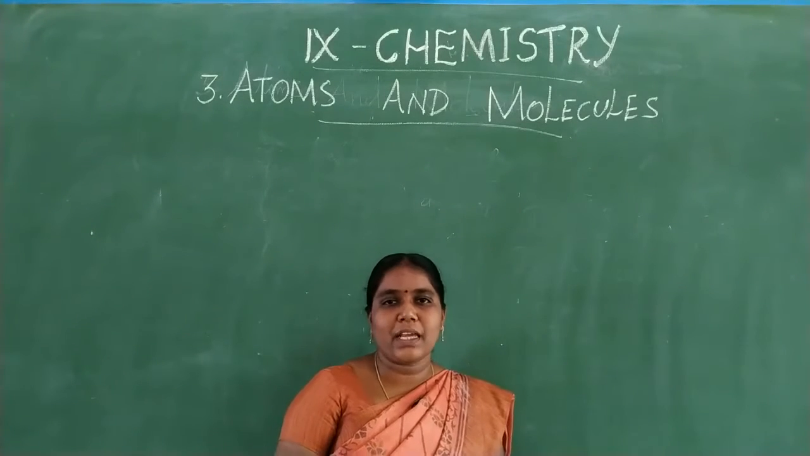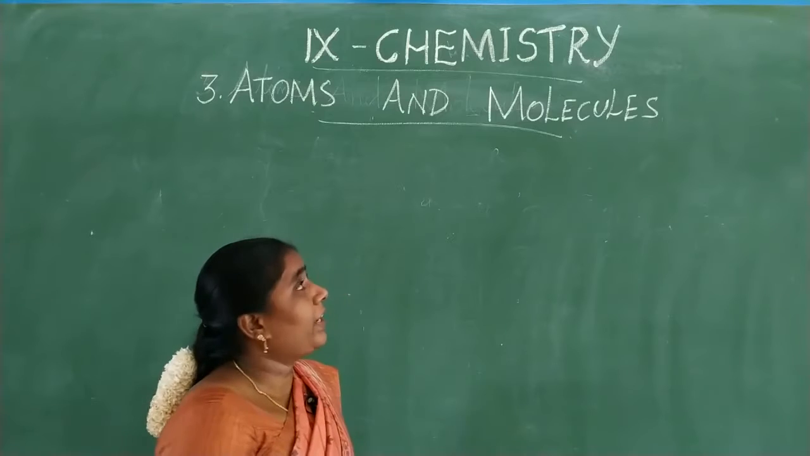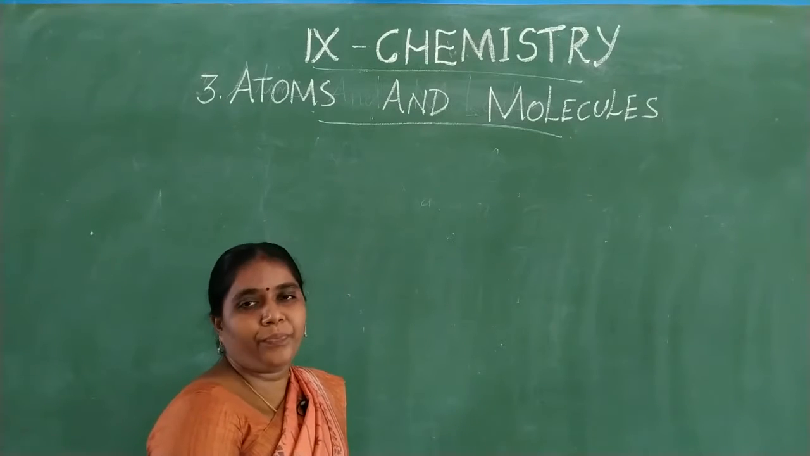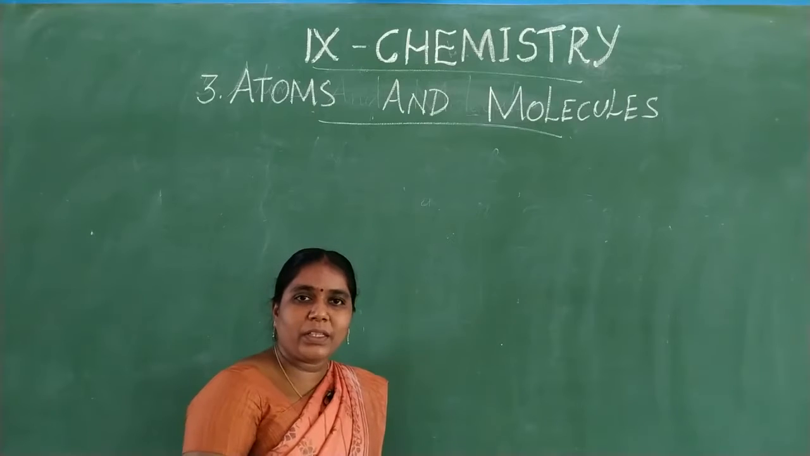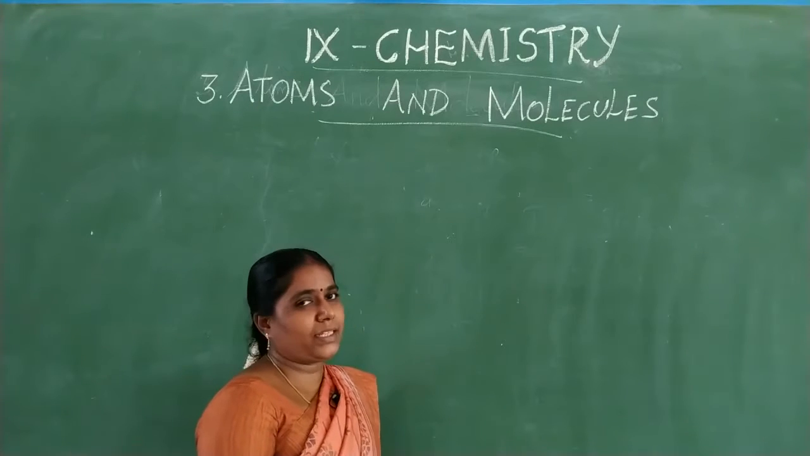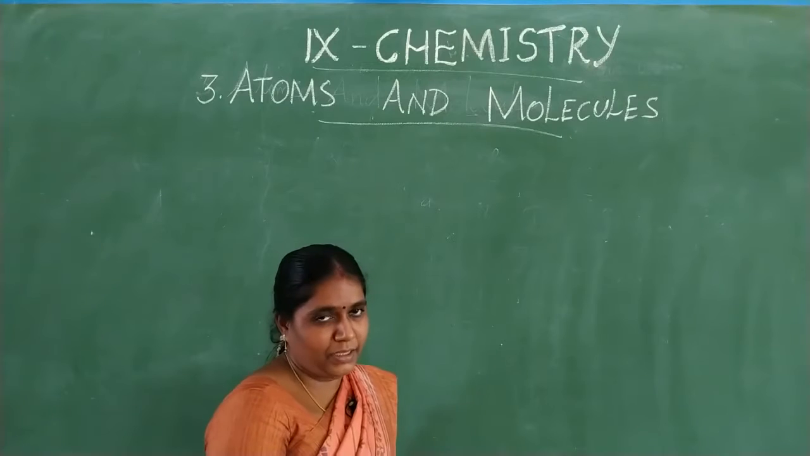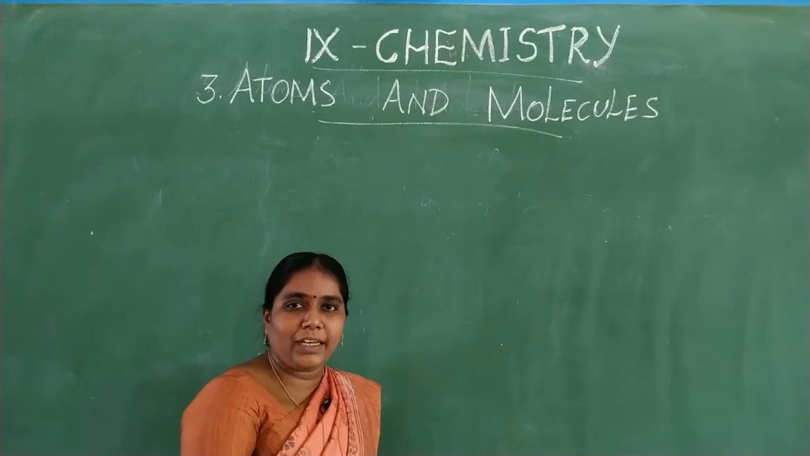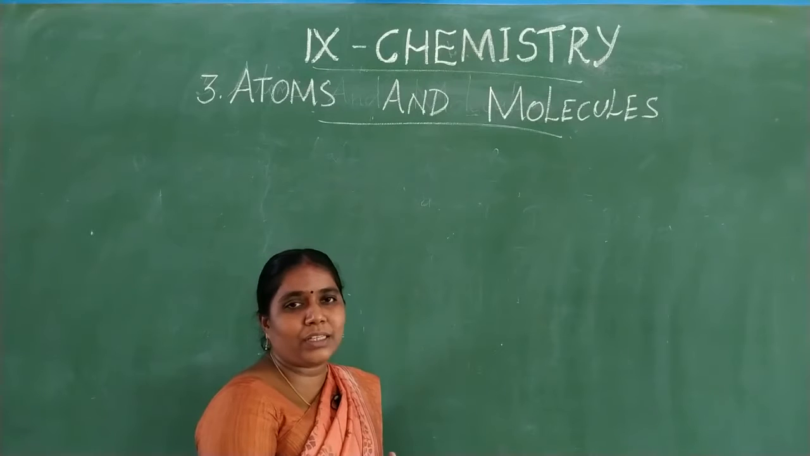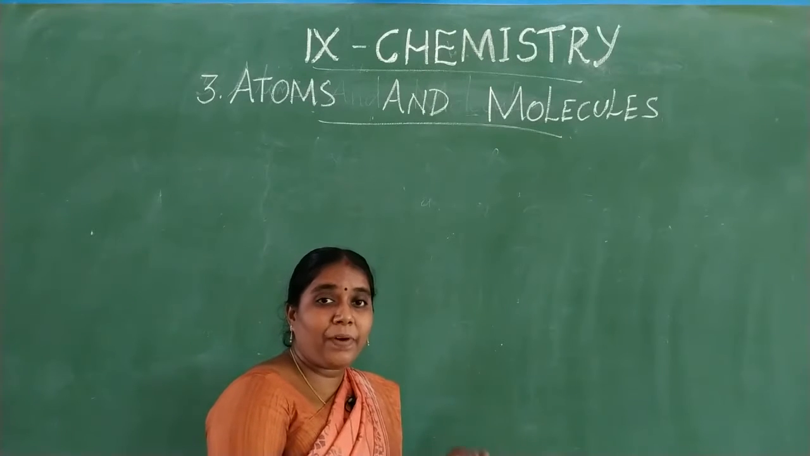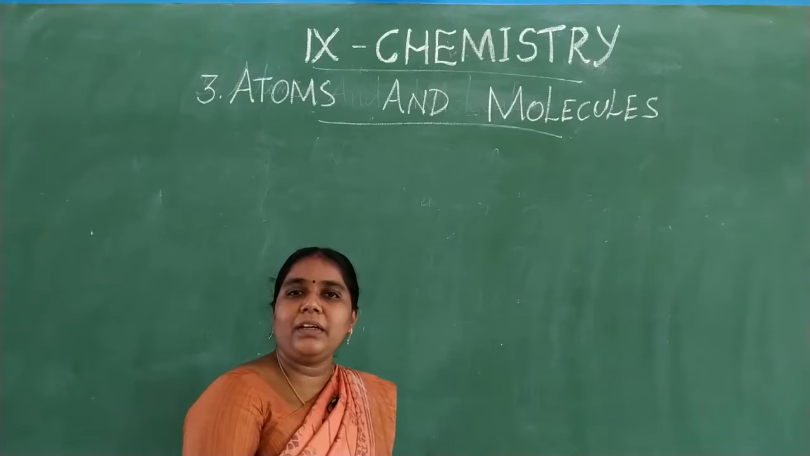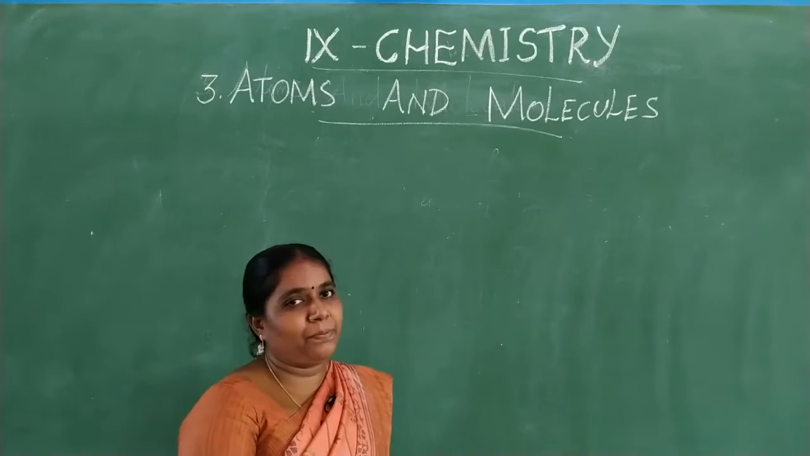Today we are going to discuss our same chapter 3, that is atoms and molecules. In our previous class we discussed Dalton's atomic theory, that is the postulates of Dalton's atomic theory, and then we discussed symbols of an element. So how do we write the symbol of an element? Berzelius was the very first to use symbols: the first letter, or the first letter and another letter from an element's name, is chosen as its symbol, isn't it?